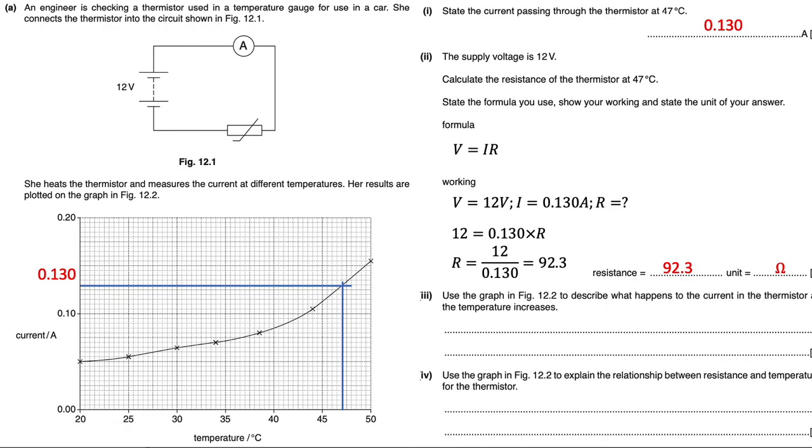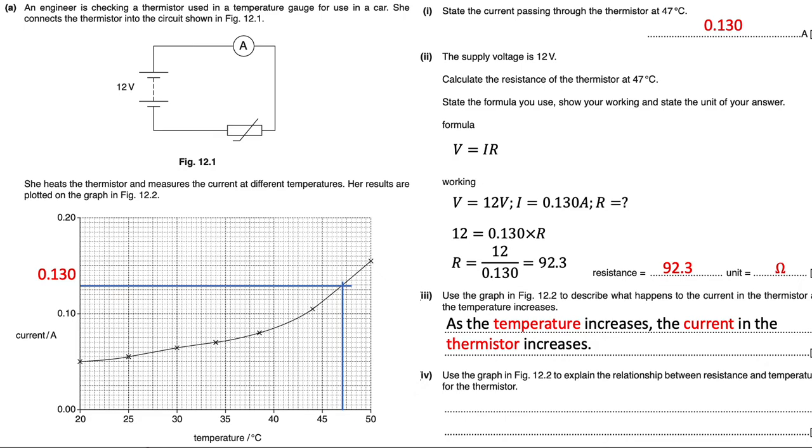However, we now get to the point where we think about using the graph to describe what happens to the current and then the resistance in the thermistor. And that's what's really important here. So we're looking here, use the graph to describe what happens to the current. Let's literally read what you can see. Well, as the temperature increases, the current in the thermistor also increases. So we can see there that we've got a larger current for a larger temperature.